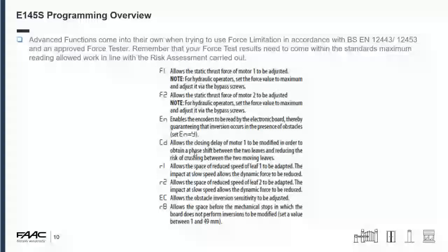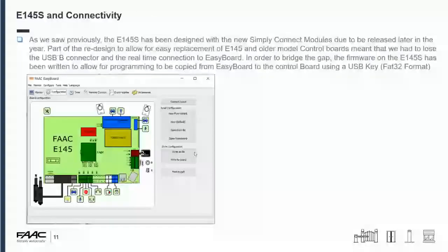Now, one of the things that we have said as well is that with the E145s, you can't do a direct connection to a laptop using the EasyBoard software. You can still use the EasyBoard software, but we now need to use a USB key, because we've allowed the firmware on the new control board to take the programming from EasyBoard. The only thing you can't access is the timer functionality. It doesn't work, nor do the accessories, which weren't really used before anyway. And obviously the event register doesn't pick up anything from there.